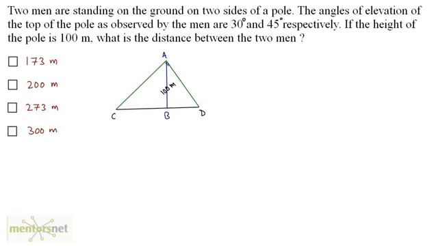Okay, so this segment AB is the pole, we can assume that, which is of 100 meters. Right, and this C and D are the two men standing on two opposite sides of the pole.